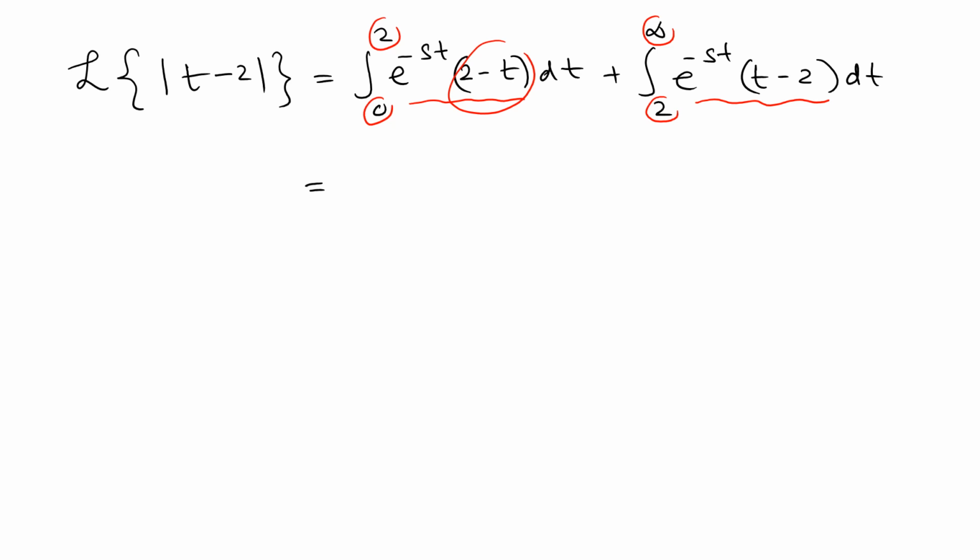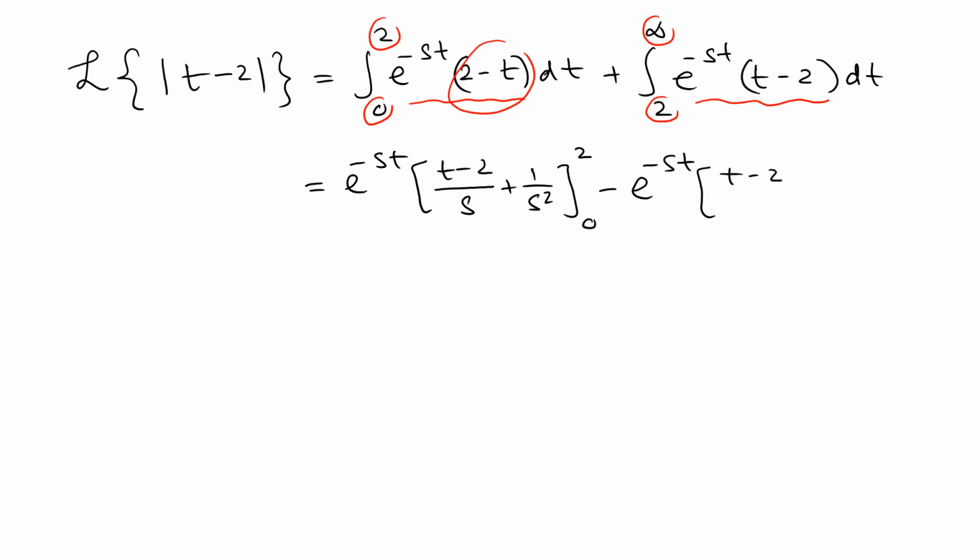so it becomes positive now. So we have e to the minus st times (t minus 2) over s plus 1 over s squared, and you evaluate this one at 2 and 0. For the second one, we have a negative sign here, e to the minus st, and again (t minus 2) over s plus 1 over s squared. This one we evaluate at infinity and 2. So let's evaluate them.